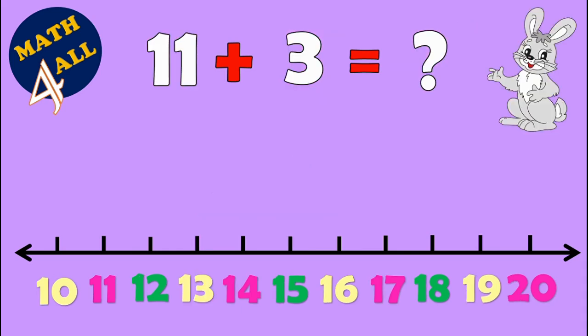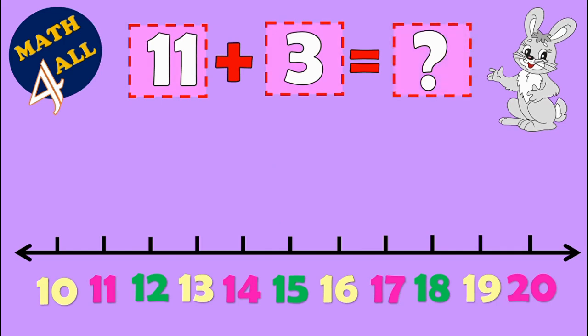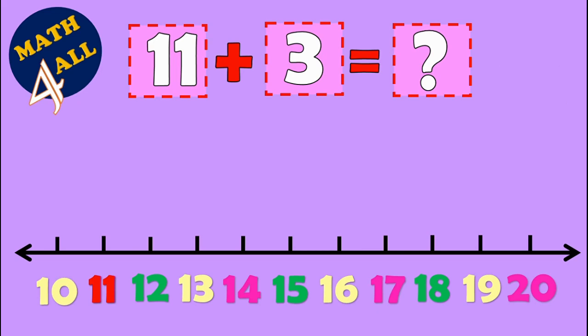Here we have 11 plus 3 equal what? Can you do it? What is the first step? The first step, we will stop on the largest number. Here we will stop on 11. Let's stop over there. Then we will jump forward 3 jumps.